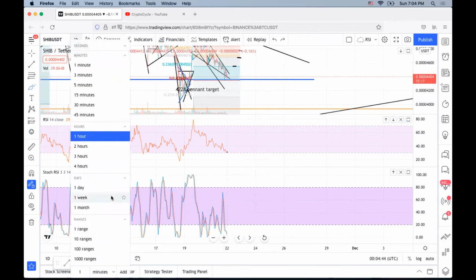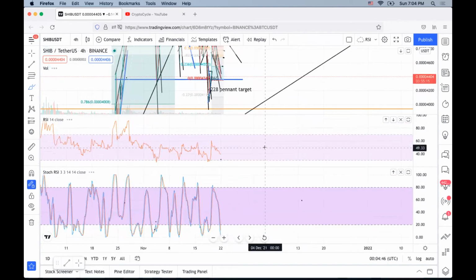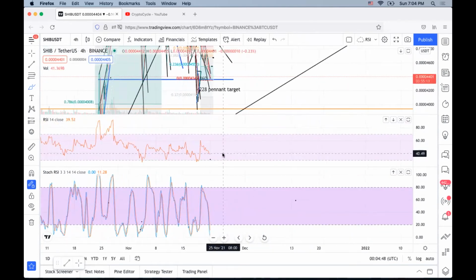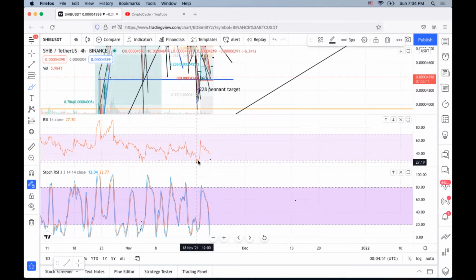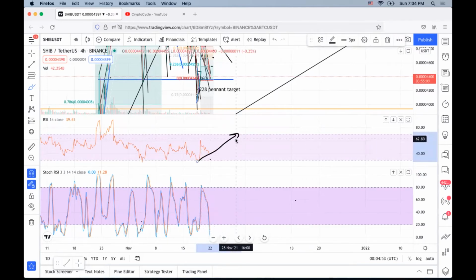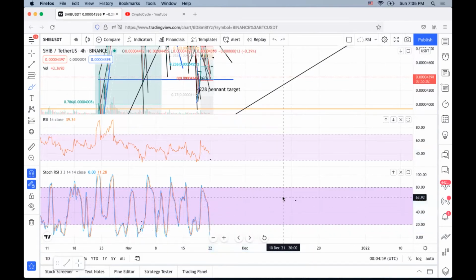And over here on our 4-hourly chart, our stochastic is looking good. We are around the 40 area. Of course, we do have all this room right here to go. The stochastic has come all the way back down here. We are in the oversold territory. We should be heading back up. So that is looking good as well for us.